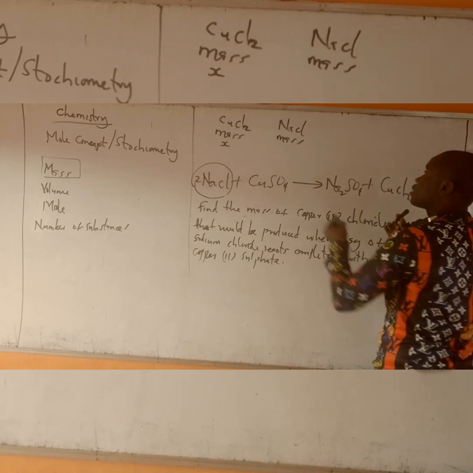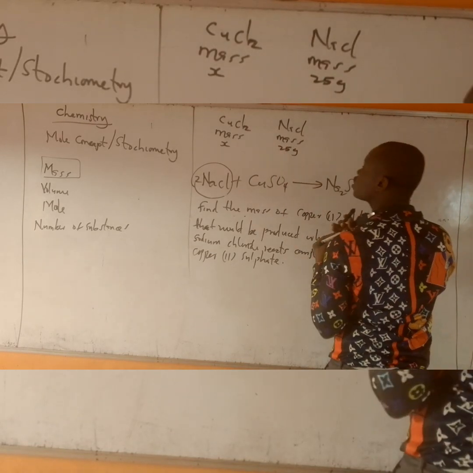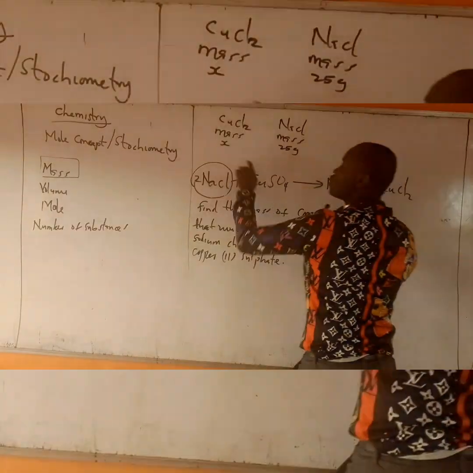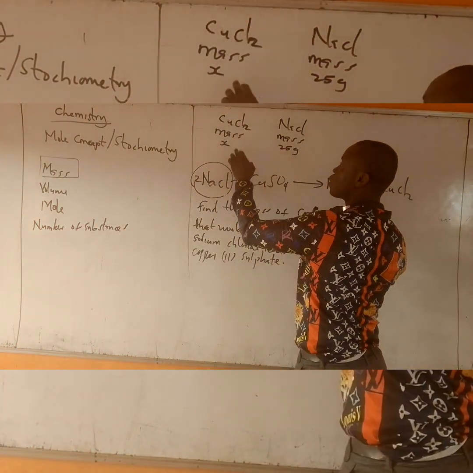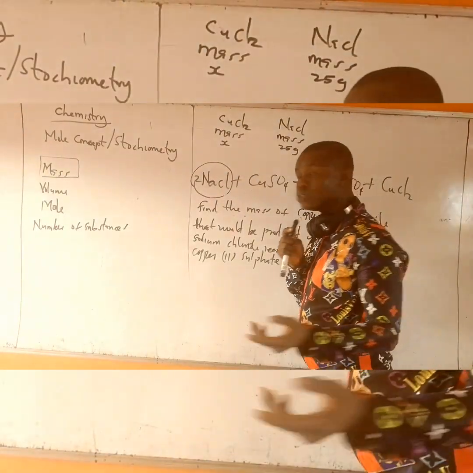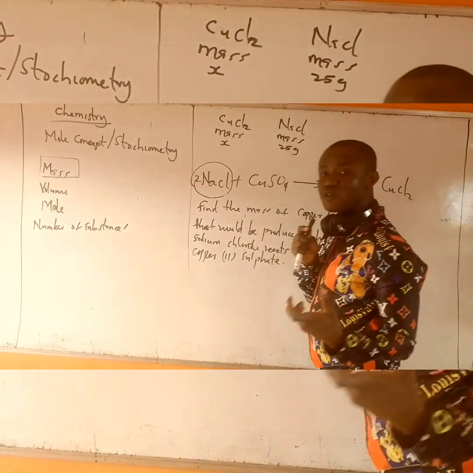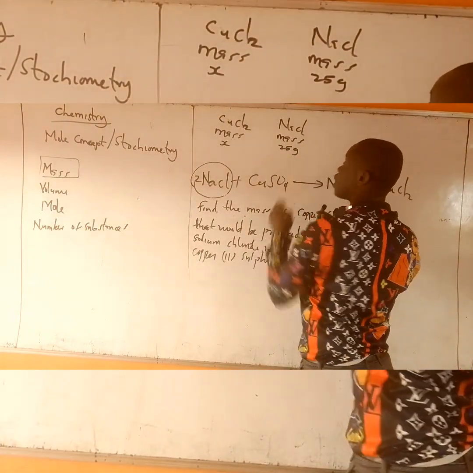25 grams, right? 25 grams. So the first thing you put here is what? What you have in the question. Are you getting it? In the question, they ask you to look for copper 2 chloride. That's why you present it as X. It's an unknown. Then the other one, they gave you something about it, which is 25 grams. Do you understand?